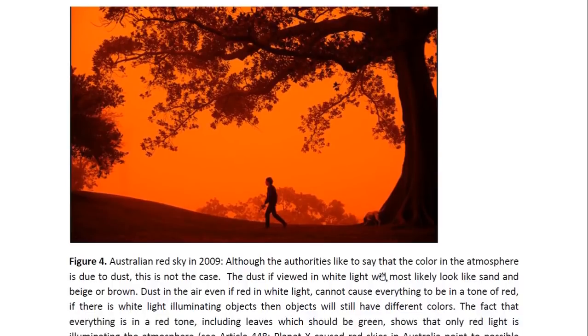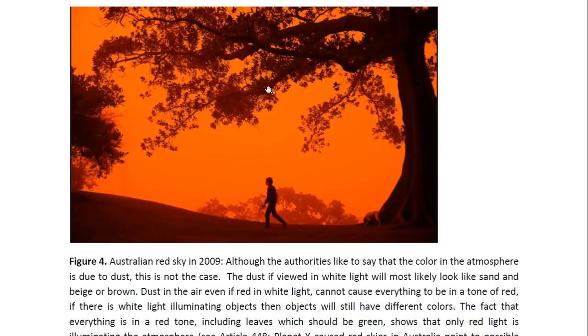And the authorities like to say that the color in the atmosphere is due to dust. But this is not the case. As you can see, this person can be seen very clearly. There is not a lot of dust between this person and the camera, but yet we can only see whatever he's wearing in tones of red. And even the grass, which is supposed to be green, is red. The leaves on the tree are all red. The branches of the tree are in tones of red. The darker ones are just darker red.